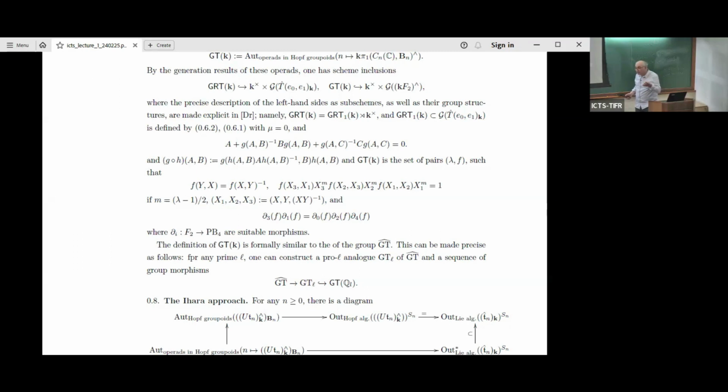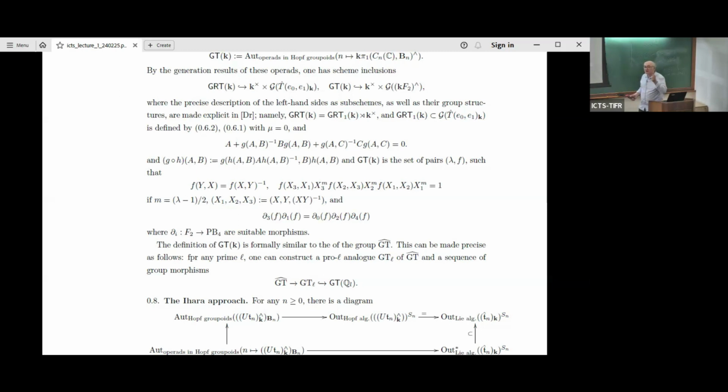because you have to understand what operads in Hopf groupoids are, and you have to read, for example, Fresse, which is a thick book of 400 pages. So it's some investment. And in fact, there is a less expensive way of thinking about GT Lie algebras, which is the Ihara approach.